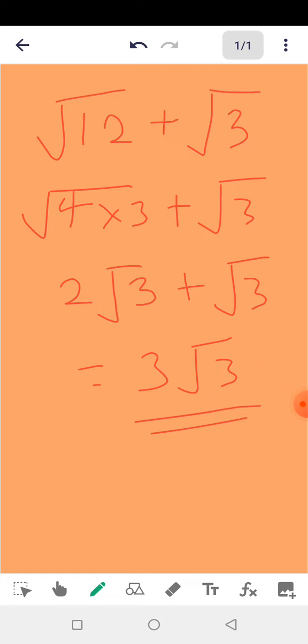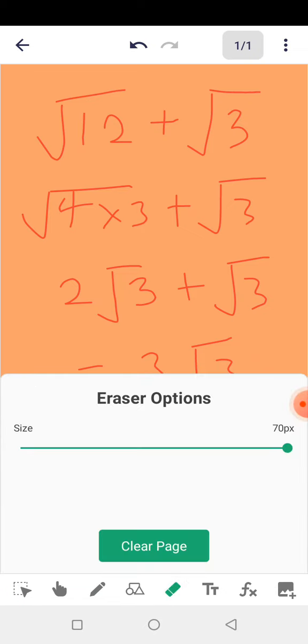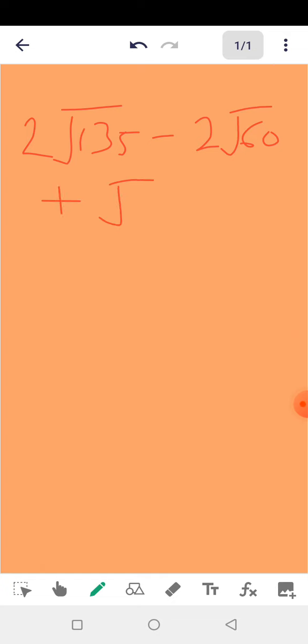May I take one more example? I think that should do it. So let me take one more example, guys. Watch this. Now what if we have 2 root 135 minus 2 root 60 plus root 15. Now my page is kind of small. If you're writing this in your book, make it just one line. So I have to look for a common factor for the surds. Try to make it simple.